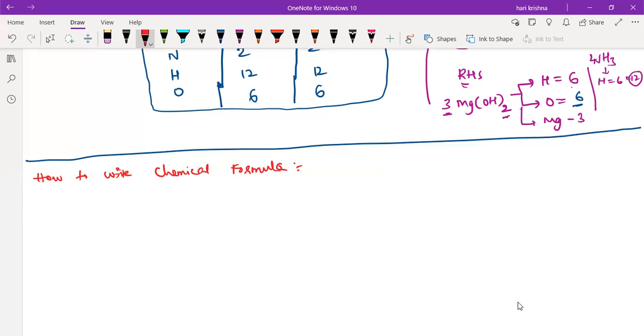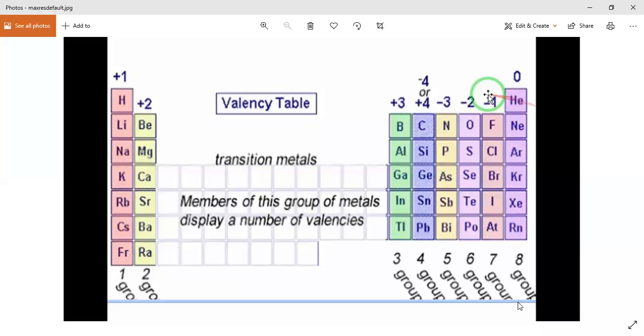Now can you see the image? Can you see the image now? Yes, sir. Okay.